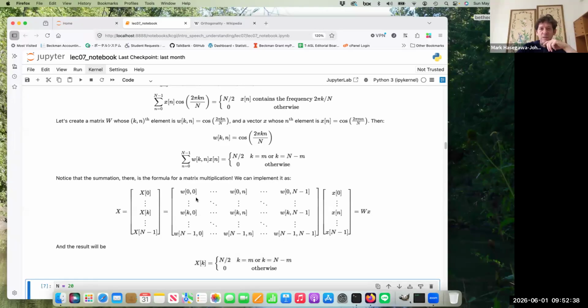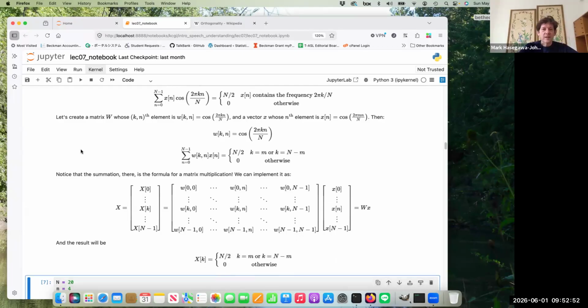So we have capital X of 0 because this first row is 0 frequency, capital X of 1 because the second row is 1 frequency, capital X of k is the kth frequency, and capital X of N minus 1, that's the N minus first frequency.